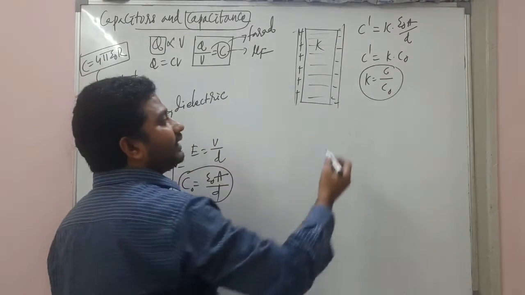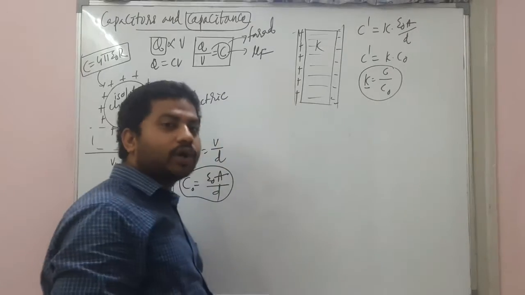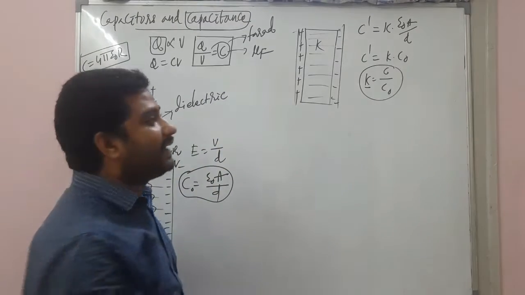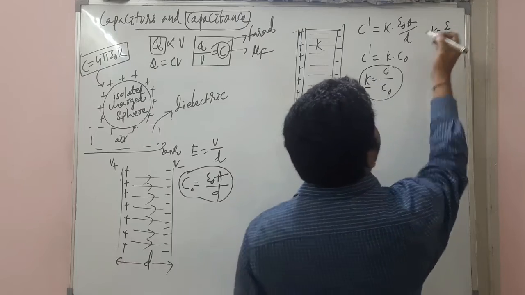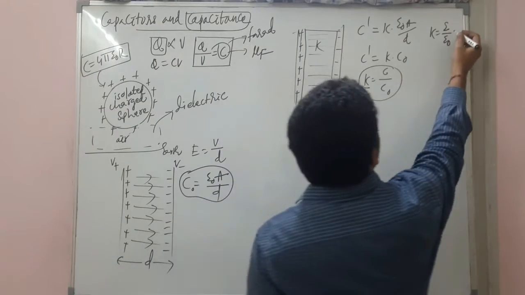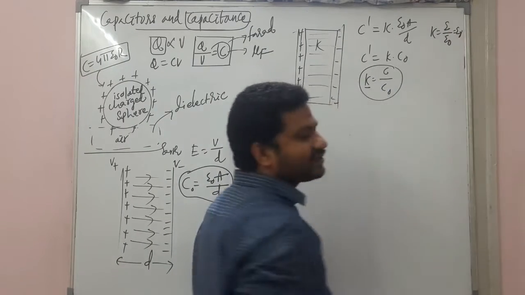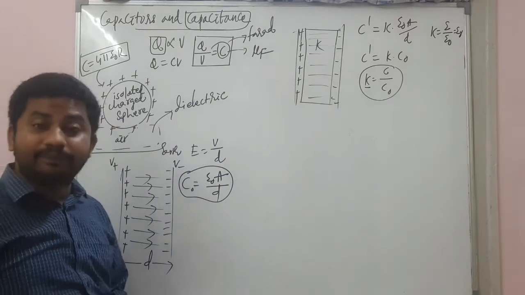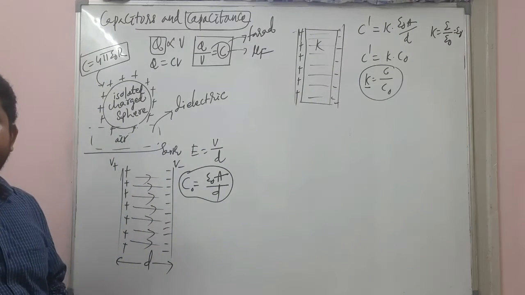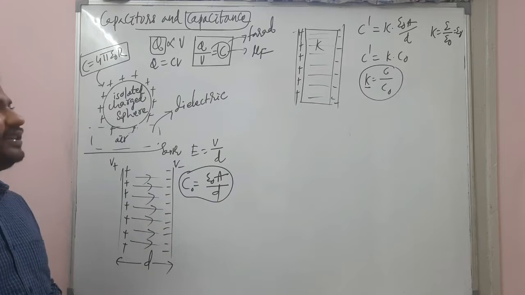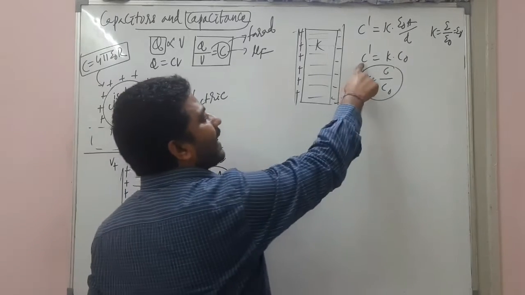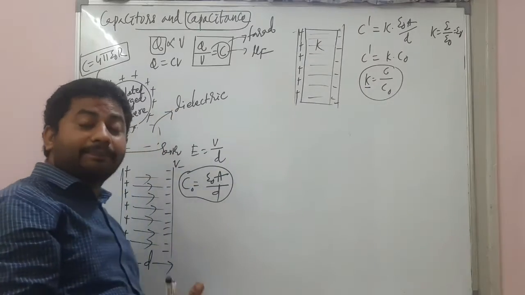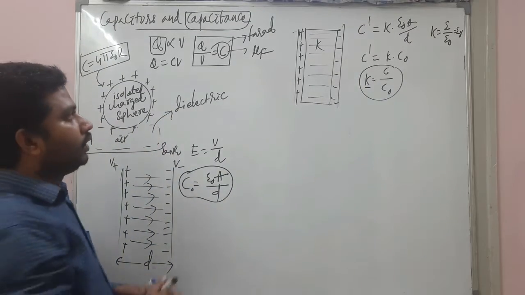So this is called the dielectric constant. And this dielectric constant we have already written as epsilon by epsilon naught. This dielectric constant is also called relative permittivity. Right? This is important. When you insert a dielectric, what happens? The capacitance will increase. Remember, capacitance will increase.